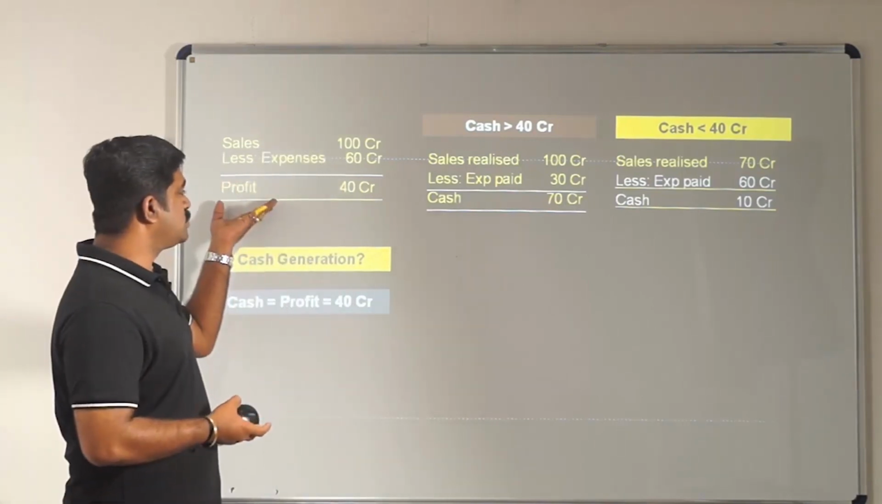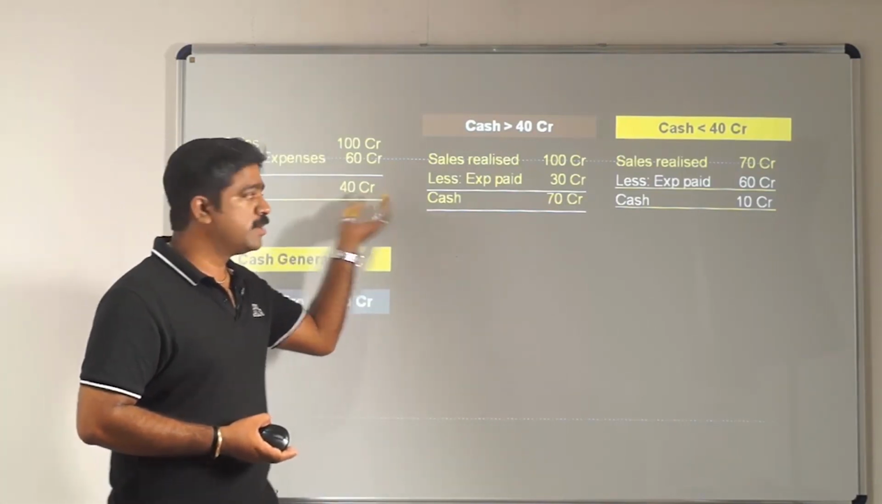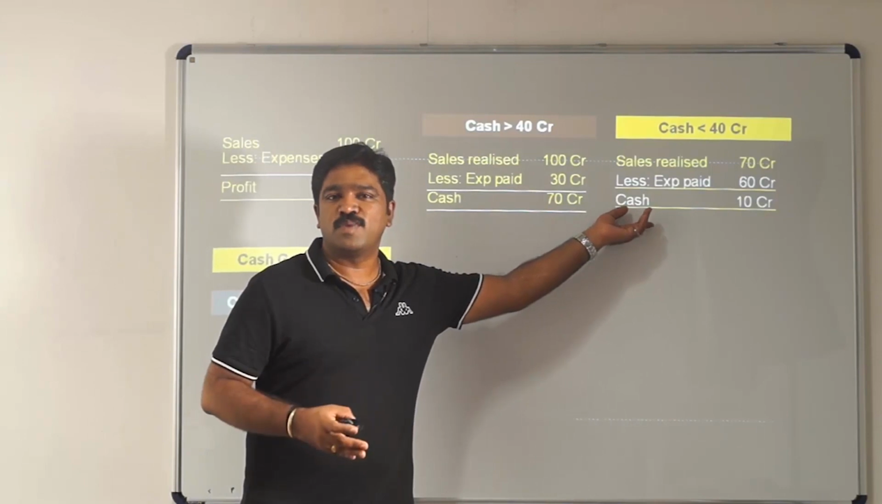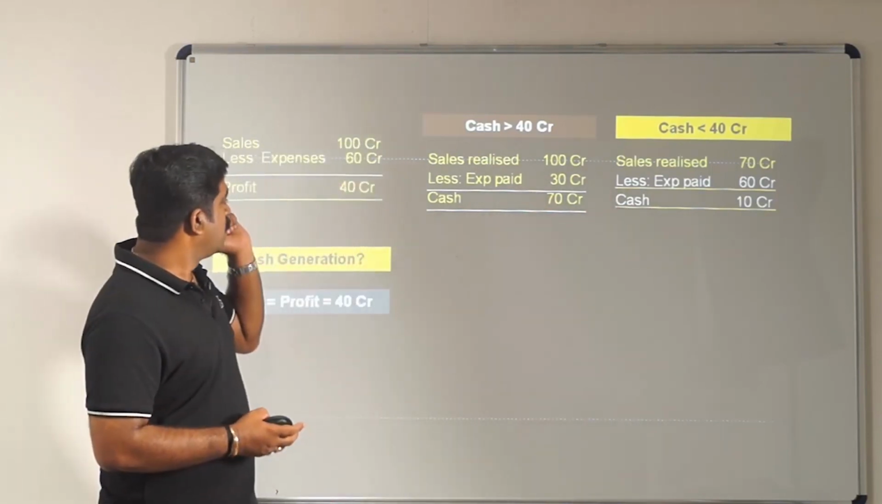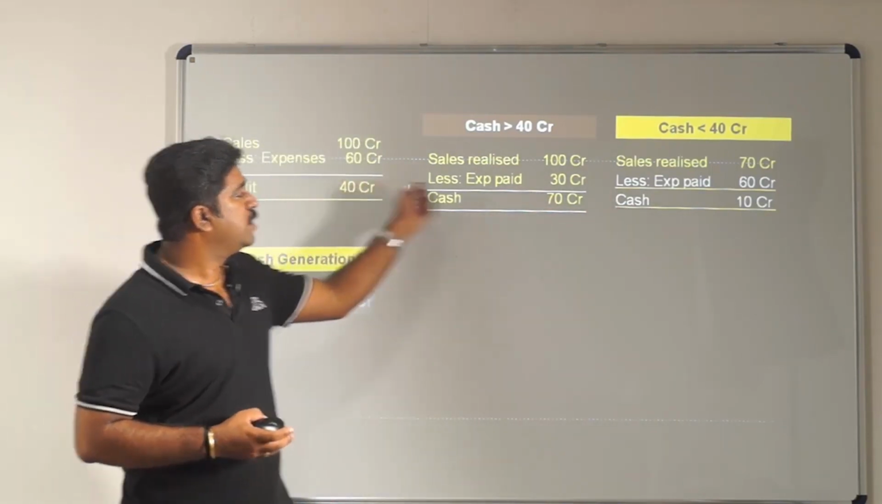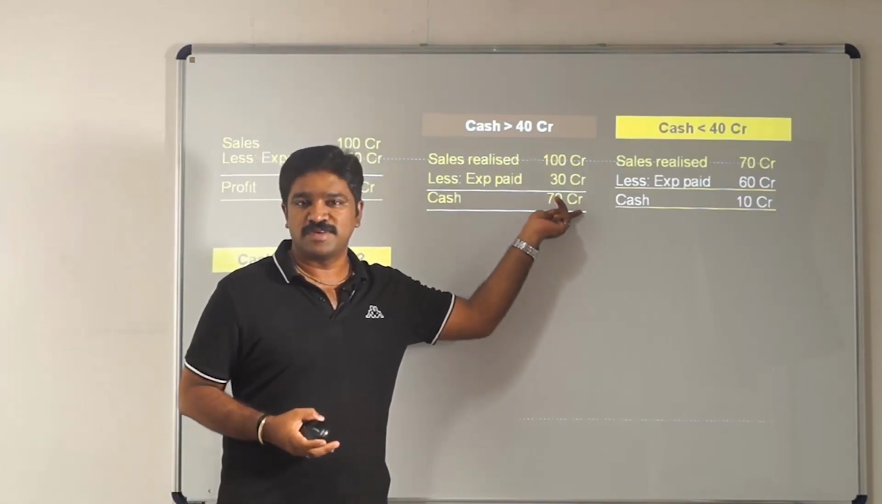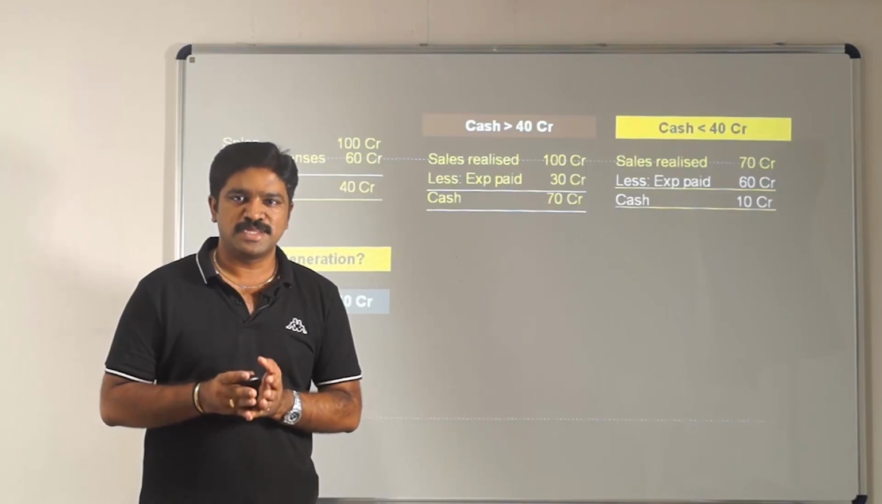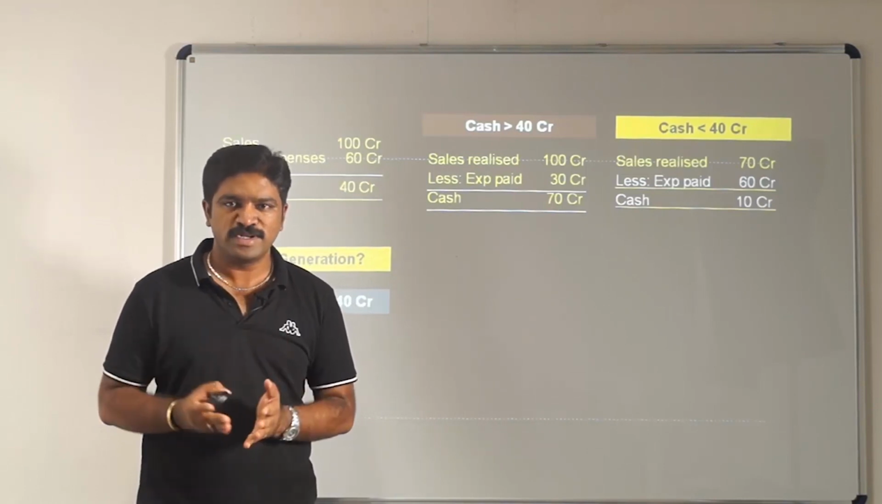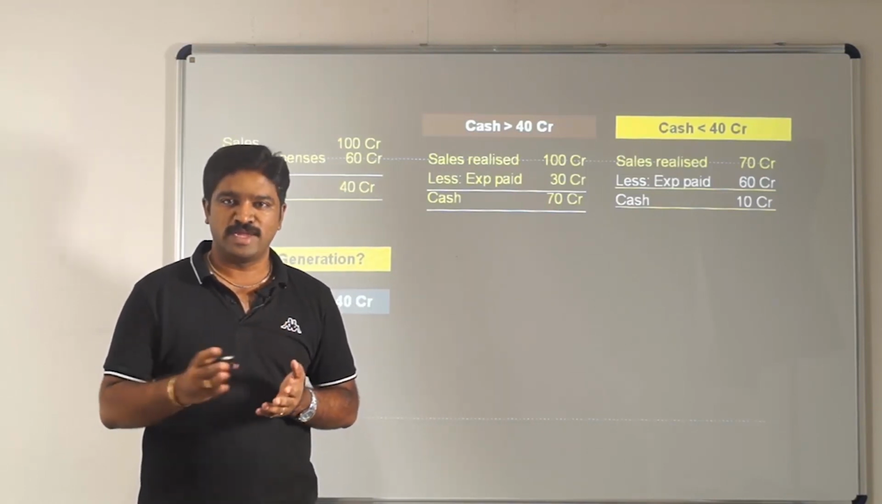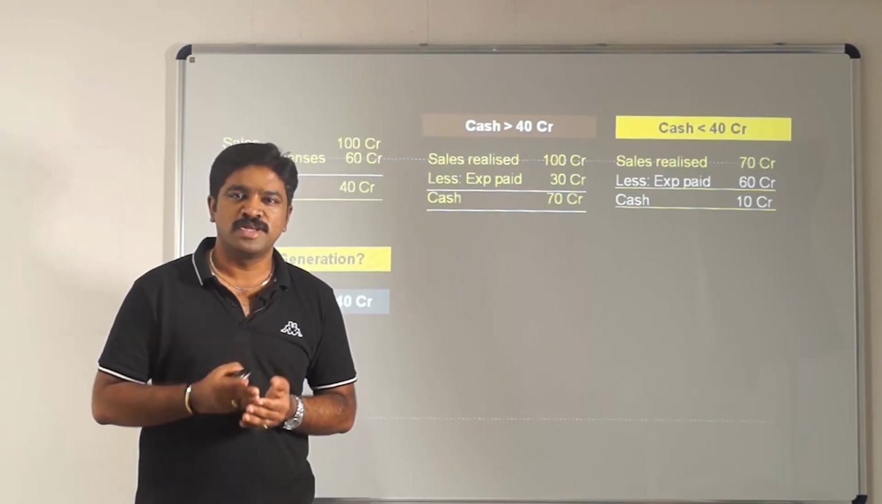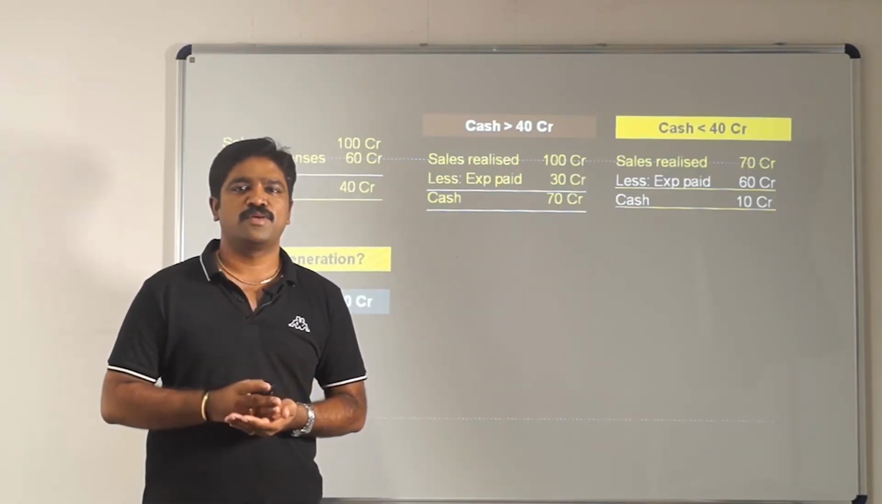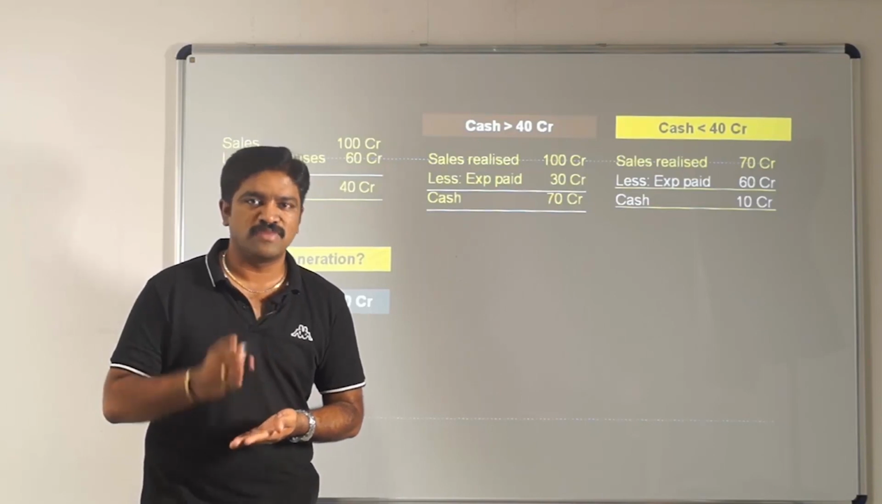If you look at your income statement, you are making profit. But what is your cash? Your cash is only 10. In the other case, your profit is only 40, but your cash generation is 70 crore. So understand this significance. Your income statement will communicate profit, but that profit is not equal to cash. Cash generation is not at all linked with your profit.